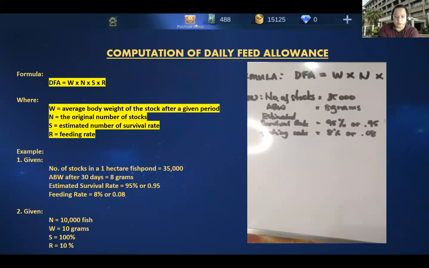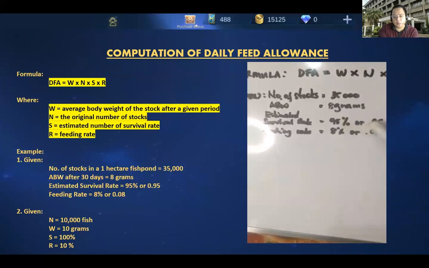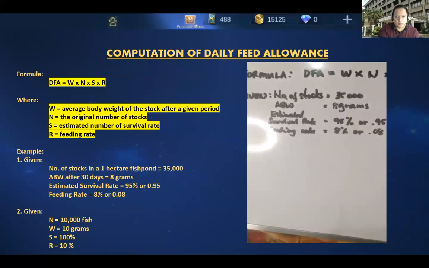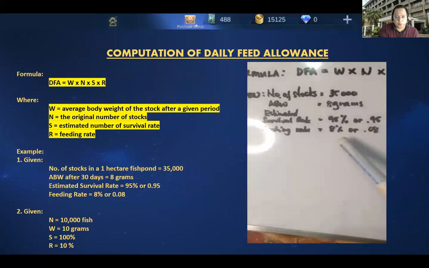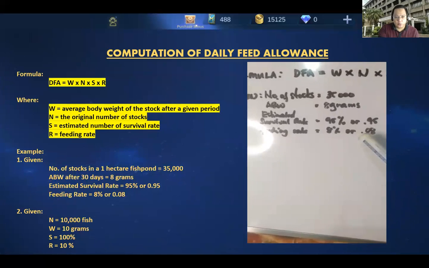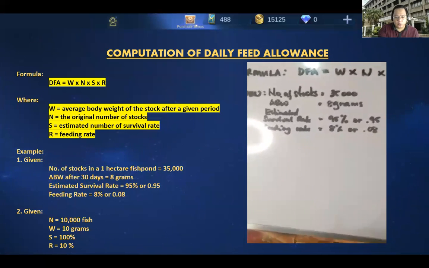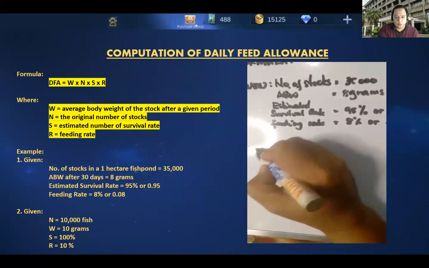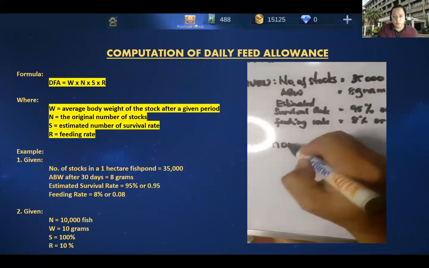So you need to convert percentage into decimal point. So 95% is equal to 0.95. When you say feeding rate, that is 8%, so convert it into decimal point. That is 0.08. So for the solution, we follow first the formula. So this is our solution.